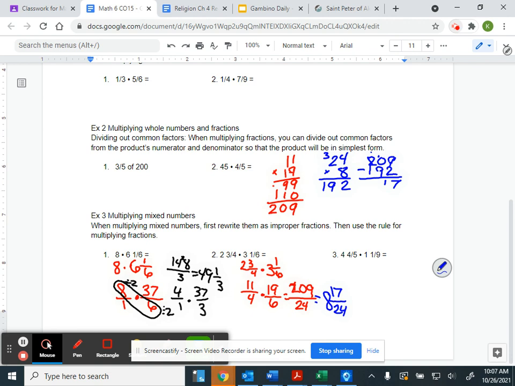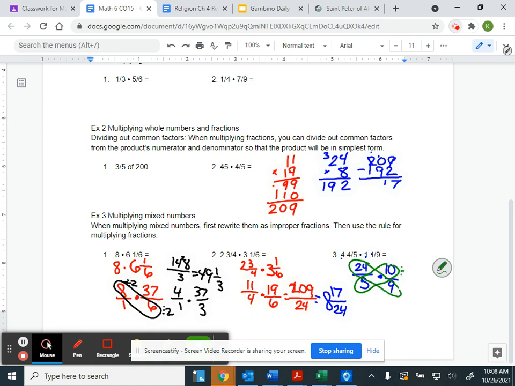And our last one to try is 4 and 4/5 times 1 and 1/9. So you want to make those improper. 4 and 4/5 becomes 24/5 because we did the denominator 5 times 4 is 20, plus our 4 of the numerator is 24. 1 and 1/9 becomes 9 times 1 is 9, plus 1 is 10. Denominator stays the same. I can cross simplify this so I don't end up with those big numbers like what happened with number 2. So I'm going to cross simplify to give myself smaller numbers.